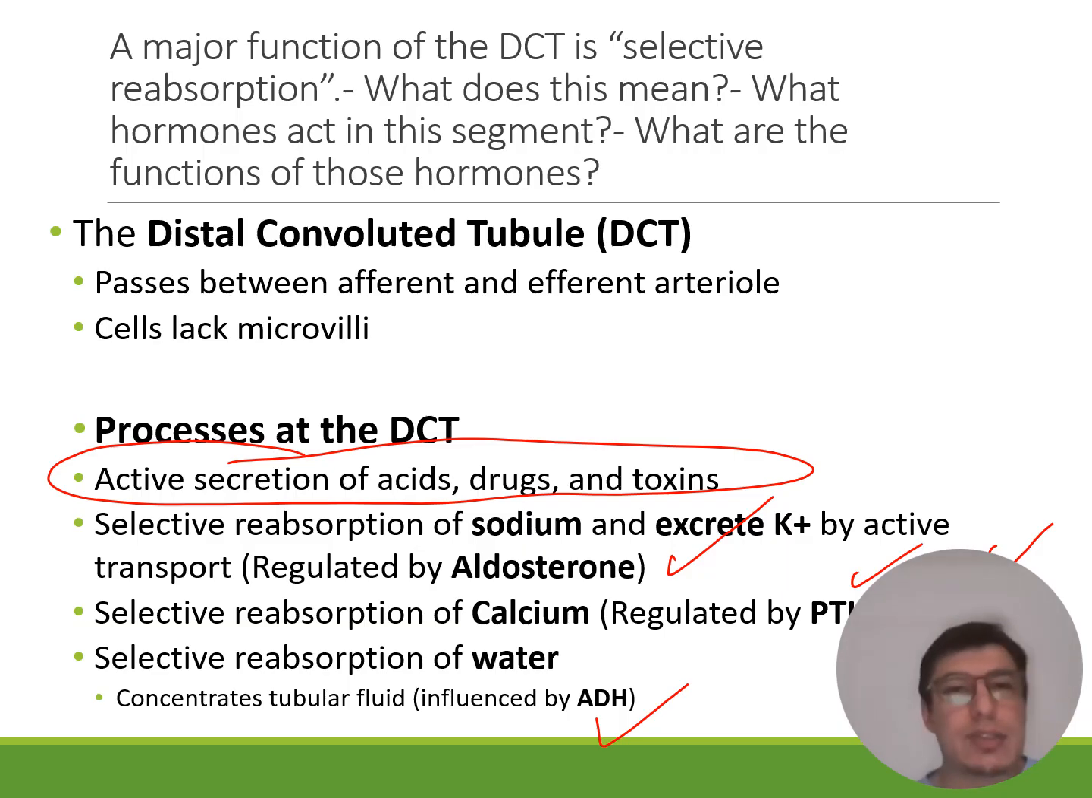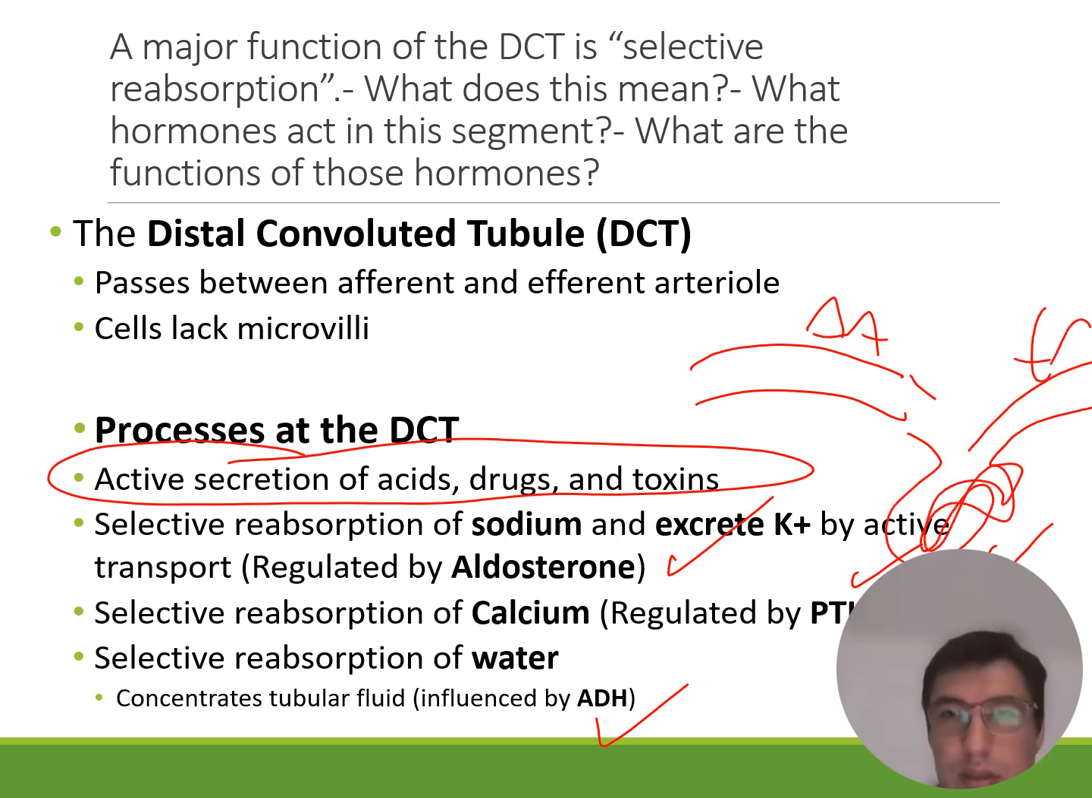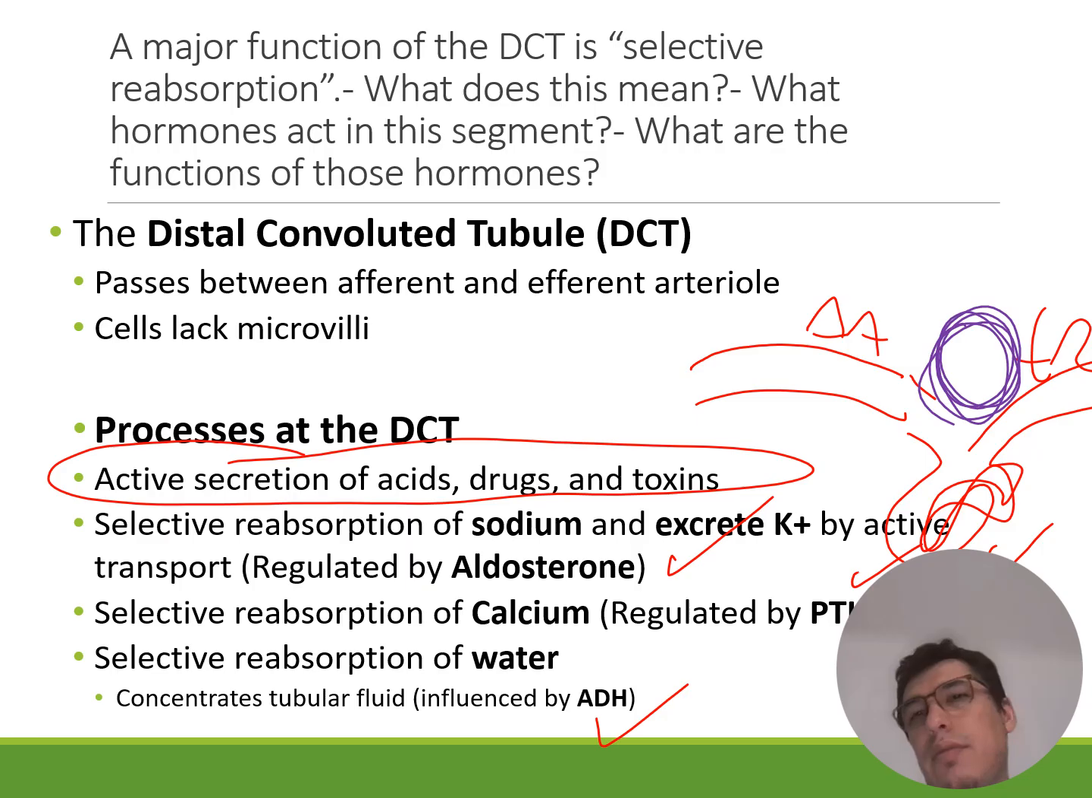The distal convoluted tubule passes in between the efferent and afferent arteriole. So remember how we had the afferent arteriole going into that glomerulus. The distal convoluted tubule is right here, passes right here. The juxtaglomerular complex is down here. All right, we'll take a look at that in a second.